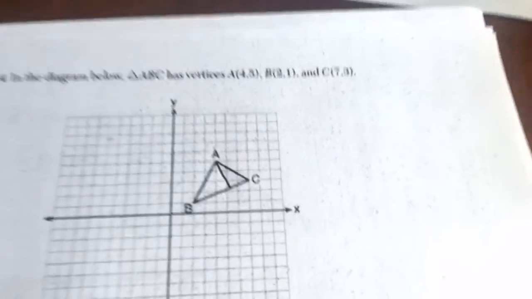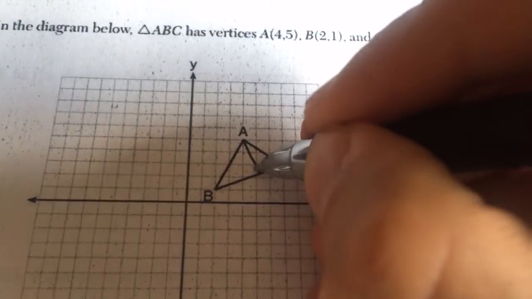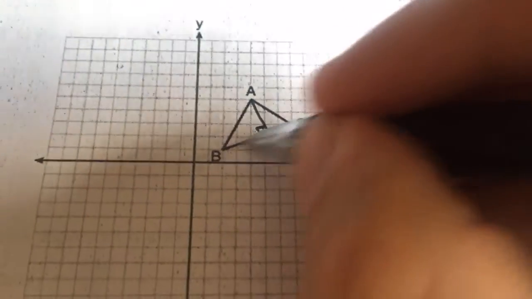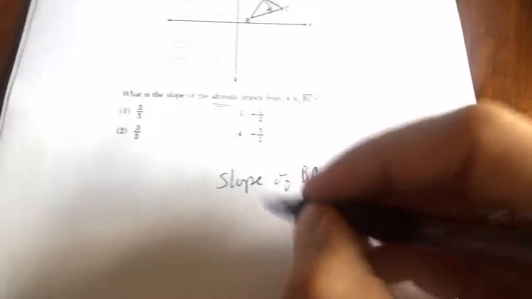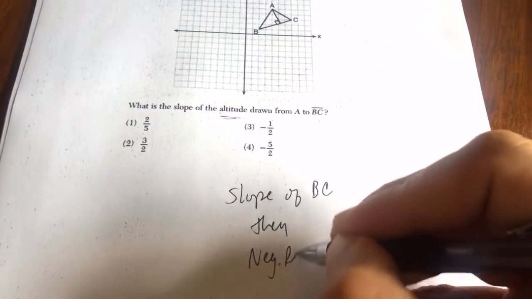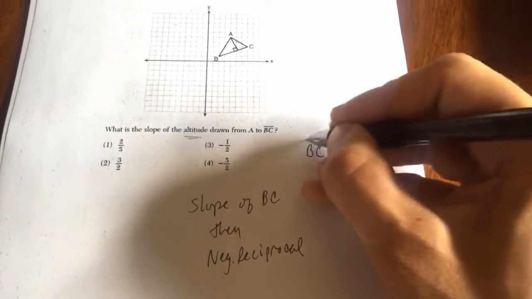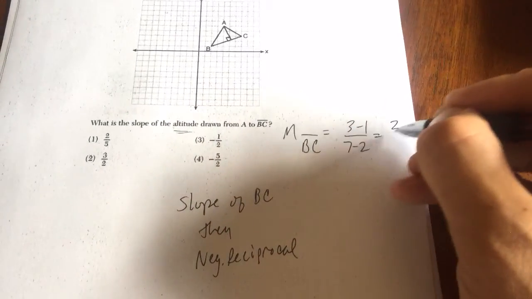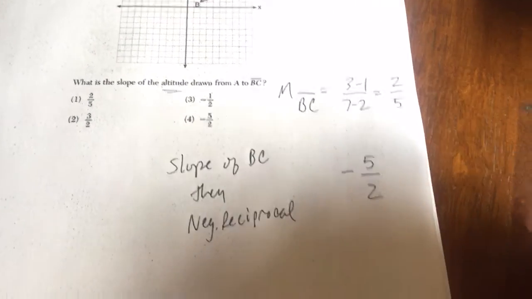Number 14, what is the slope of the altitude from A to BC? I know the altitude is a line drawn perpendicularly to the vertex. So what I'm going to do is find the slope of BC, and then take the negative reciprocal of it. So the slope of BC is 3 minus 1 over 7 minus 2. You should have 2/5. Now the negative reciprocal is going to be negative 5/2. Choice number 4.